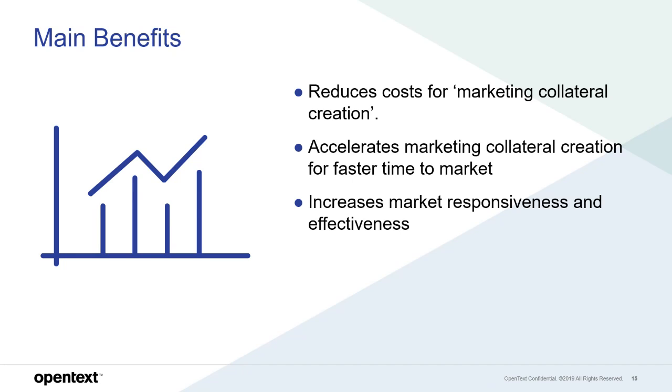We can also increase the market responsiveness and effectiveness. Again, that's due to the speed of the system in creating these new marketing assets. So very fast changes can occur, things like pivoting a current advertising campaign due to a competitor's actions. If one of your competitors suddenly has a new promotion, you can react to that. You can create new or revised promotions very quickly, and have those available pretty much immediately once they've been generated.